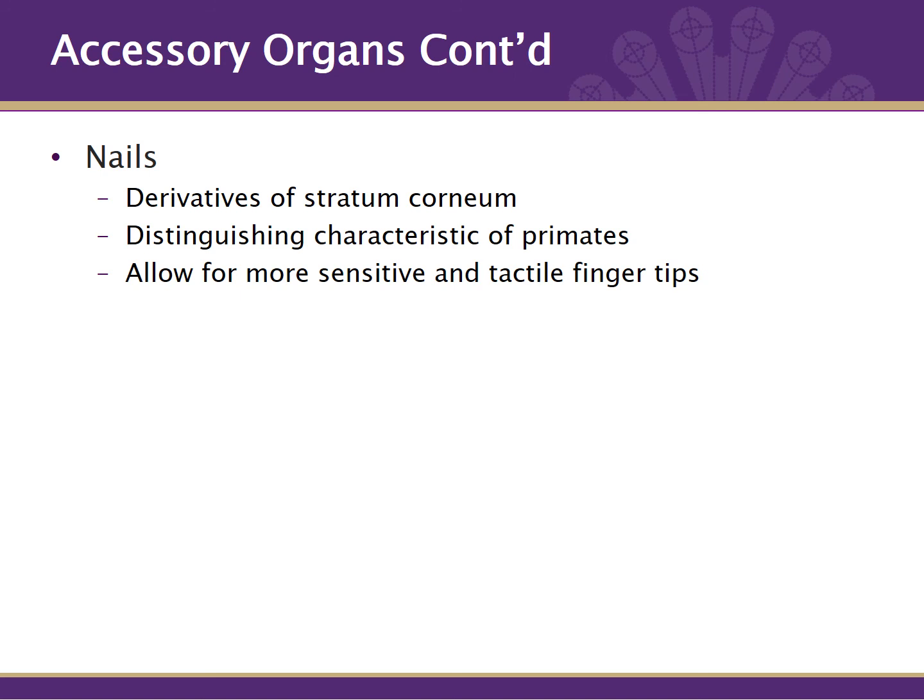Nails are also an accessory organ. They are a clear, hard derivative of the stratum corneum. Flat nails are one of the distinguishing characteristics of primates such as humans, monkeys, and great apes. They allow for more sensitive and tactile fingertips. There are two primary portions, the nail matrix and the nail plate. The nail matrix is the growth zone beneath the skin. The nail plate is the hard part of the nail.